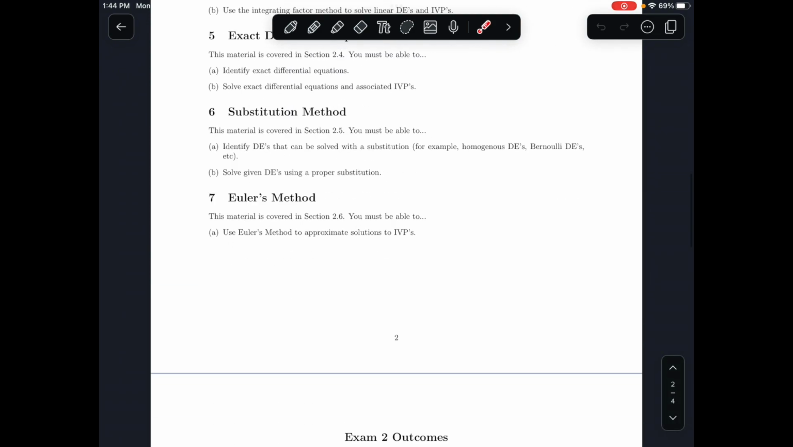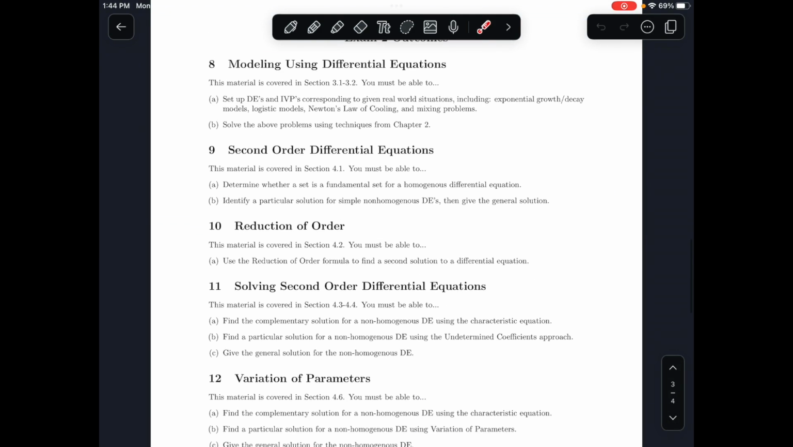Exam 2 is going to be covering everything from learning outcomes 1 through 12. Exam 1 covered everything up through learning outcome 7. Exam 2 will cover an additional 5. That's learning outcomes 8 through 12.